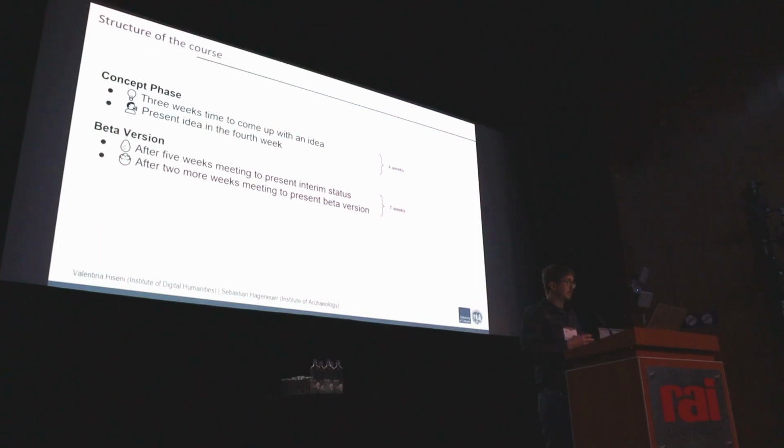The second phase was basically the rest of the lecture period in the summer semester. It was about coming up with the beta version. After 5 more weeks, we had a meeting to get an interim status, to see how far the groups had come, whether they had stuck to the schedule they presented in the beginning, and whether any problems had arisen during the last couple of weeks.